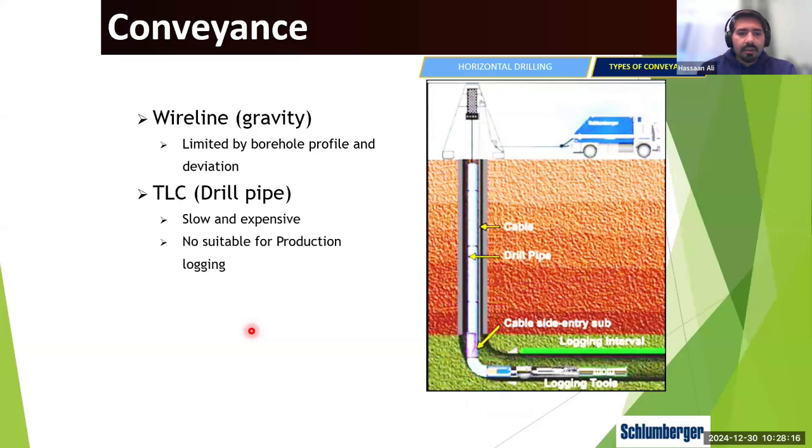One of them is called through bit logging, or drill pipe logging. That means you're pushing your logging tools through the drill pipe, or the drill pipe is pushing those tools. This is slow, very expensive, and not suitable for production logging. The reason is that for production logging, you cannot move the rig to the well because the well has already been drilled. Moving a rig can become a very difficult proposition. It can be used for open hole logging, but again, it is slow and expensive.